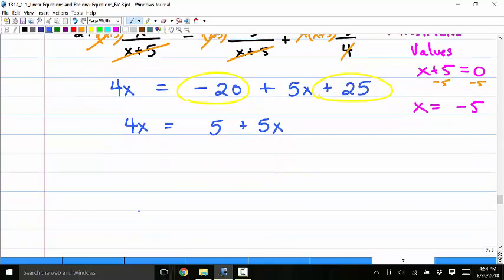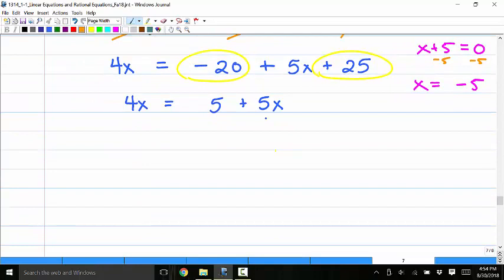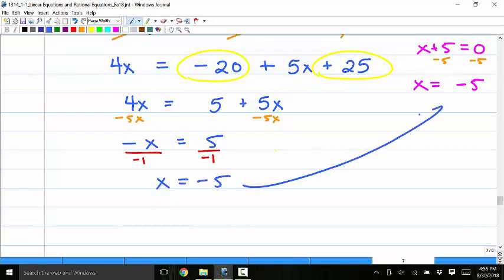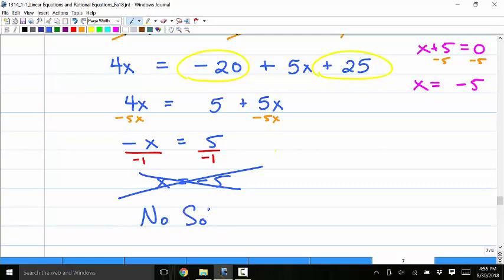To get the x's on one side, I'm going to subtract the 5x from both sides. 4x minus 5x is negative x equals 5. Divide both sides by negative 1, and x equals negative 5. Now, is that a restricted value? Yes, it is. So, this is not a solution. The answer to this problem is that there is no solution.